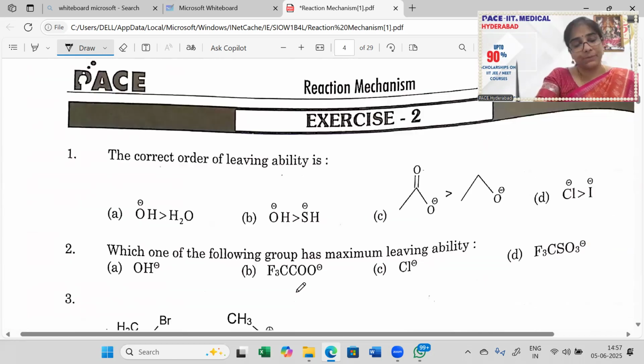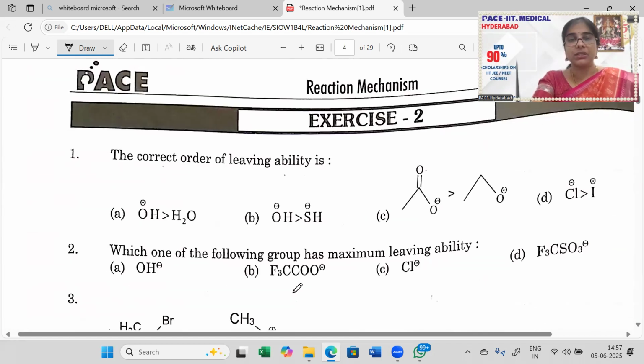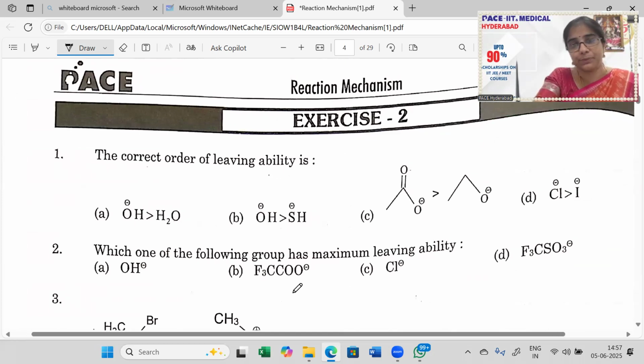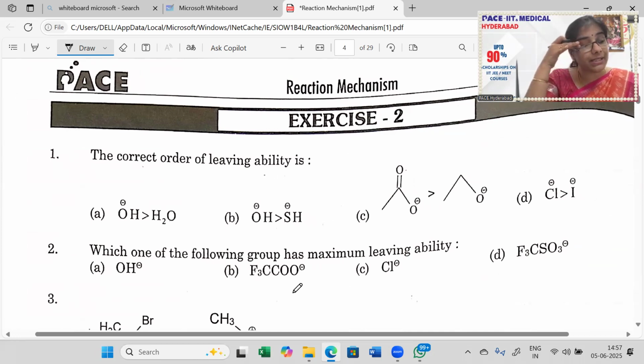All right. Next, moving up with your next question, the correct order of the leaving abilities. Who can better leave? That is what the question says. OH minus and H2O: H2O is a better leaving group. OH minus breaks down and leaves out very easily, while H2O is a stable molecule as compared to that, right? Then OH minus and SH minus: SH will be leaving, as I told you.